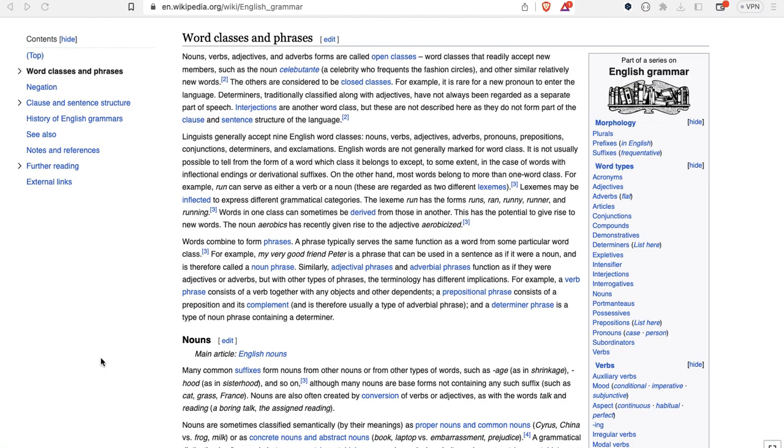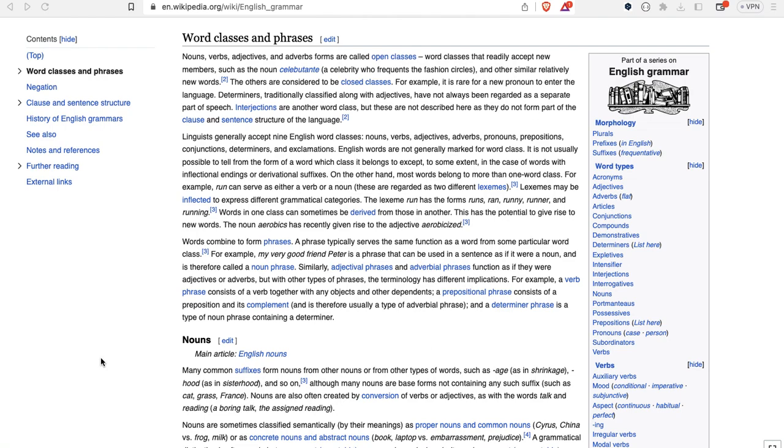English words are not generally marked for word class. It is not usually possible to tell from the form of a word which class it belongs to, except to some extent in the case of words with inflectional endings or derivational suffixes. On the other hand, most words belong to more than one word class. For example, run can serve as either a verb or a noun. These are regarded as 2 different lexemes.